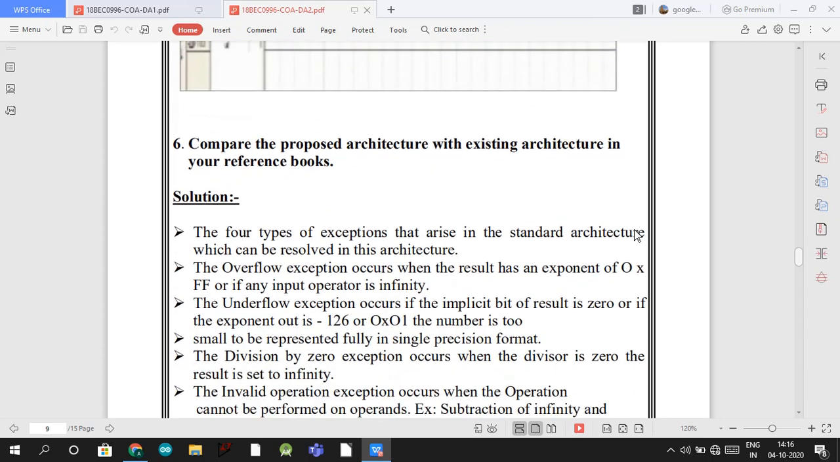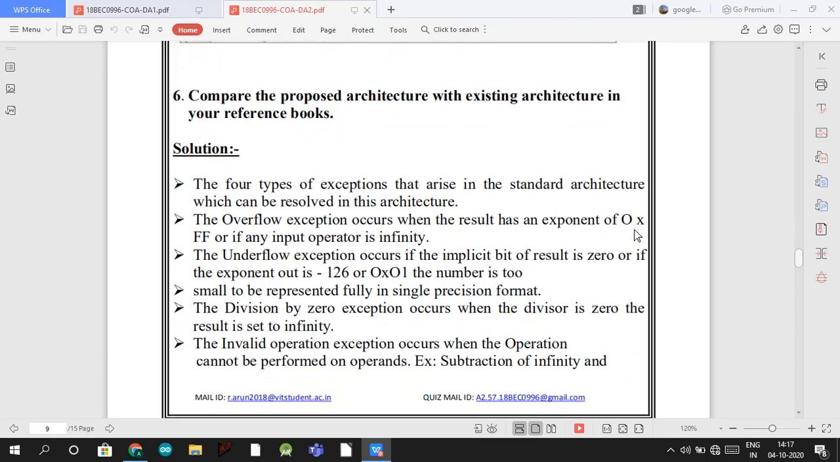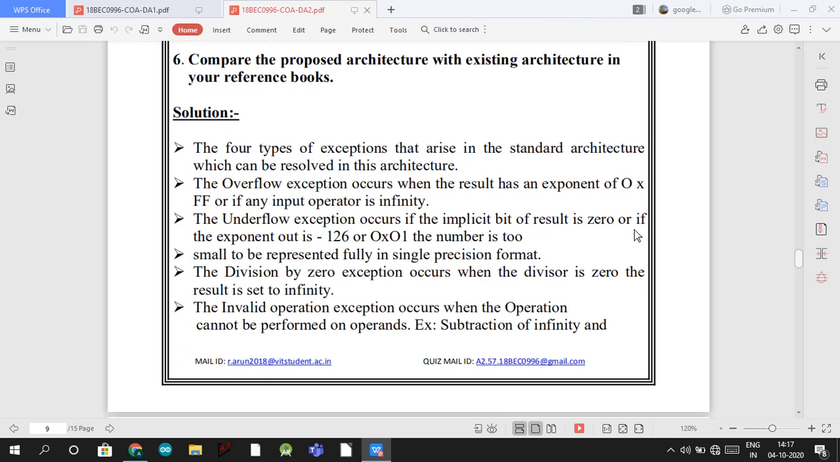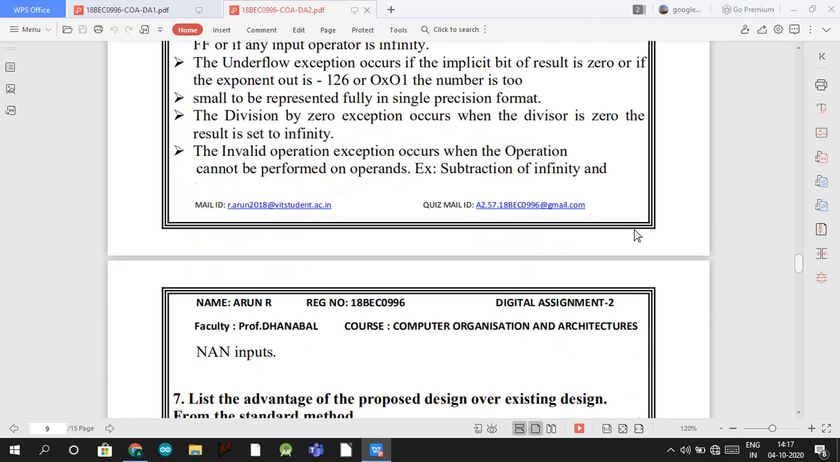If you go to the next question, the sixth question: compare the proposed architecture with the existing architecture in your reference books. In the reference books, there are 4 types of exceptions that arise in the standard architecture: the overflow exception, the underflow exception, division by zero, and invalid operation exceptions. There are 4 exceptions there.